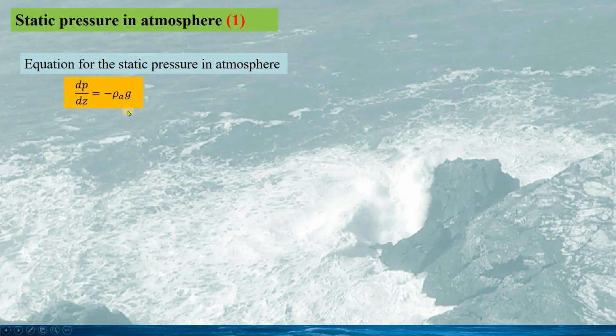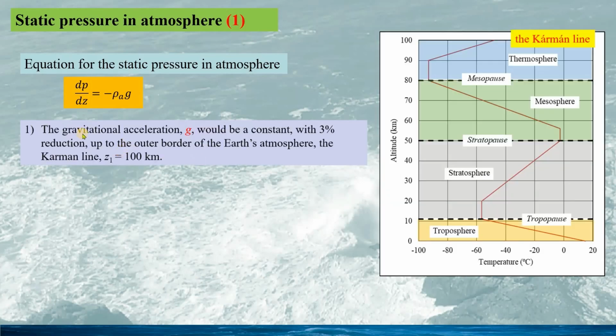The equation for the static pressure in the atmosphere has the same form as that for the pressure in water. Here, the density is rho A. Generally, the gravitational acceleration g would be a constant, since up to the outer bound of the Earth's atmosphere, the common line 100 kilometers above the sea level, the change of the gravitational acceleration would be within a 3% reduction.